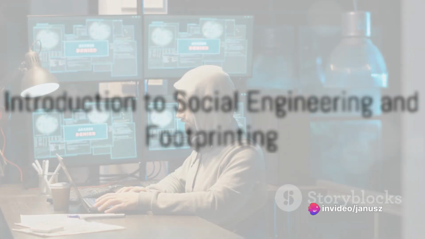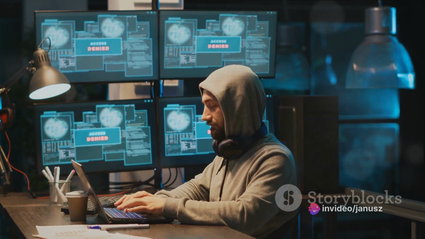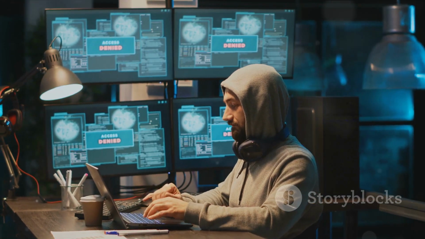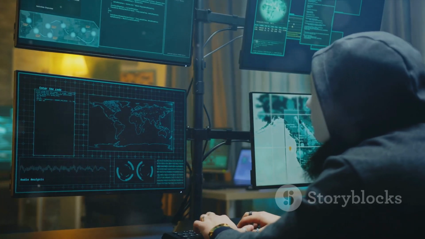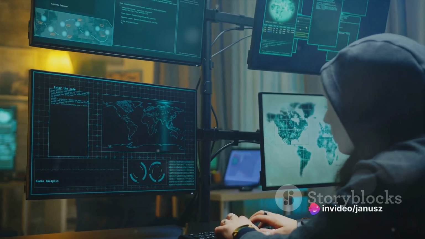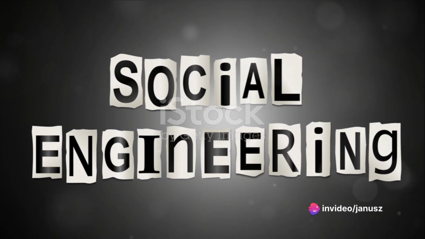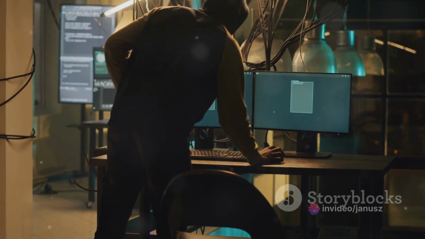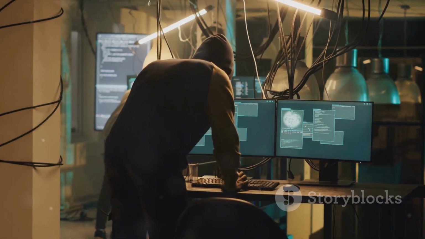Ever wonder how much information about you is readily available to anyone who knows where to look? Welcome to the world of social engineering and footprinting. Social engineering in the realm of cybersecurity is the art of manipulating individuals into divulging confidential data. It's a method that doesn't rely on sophisticated software or hacking techniques, but rather on human weakness and deception.